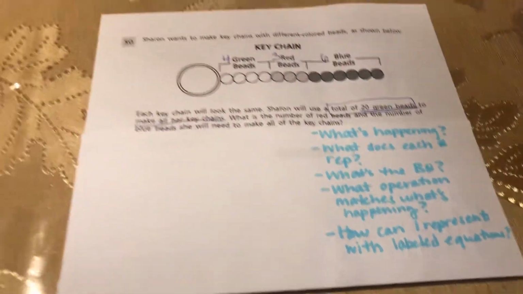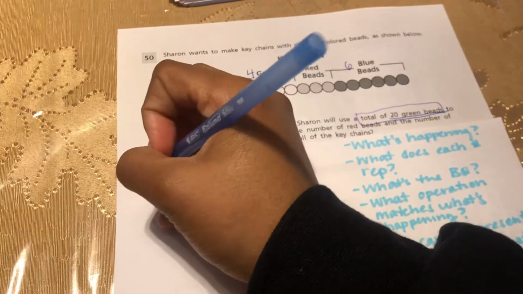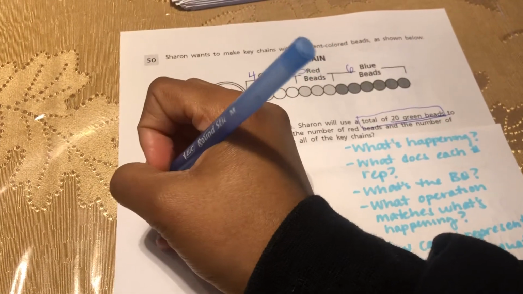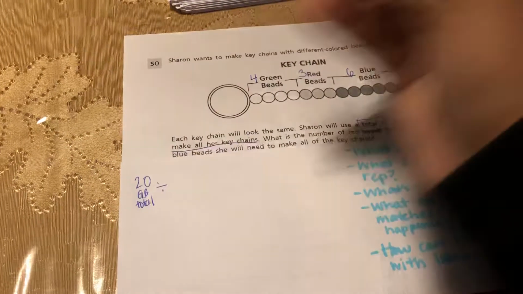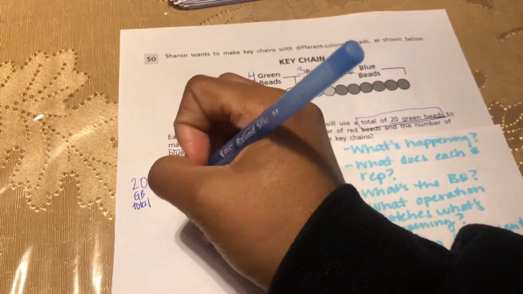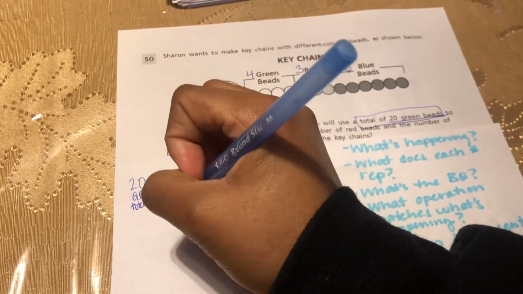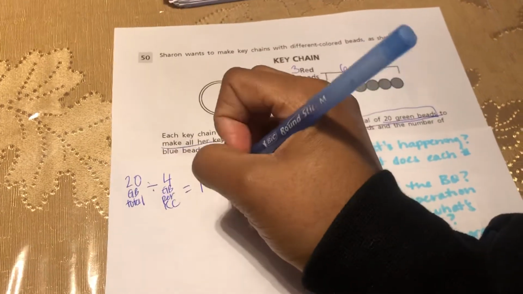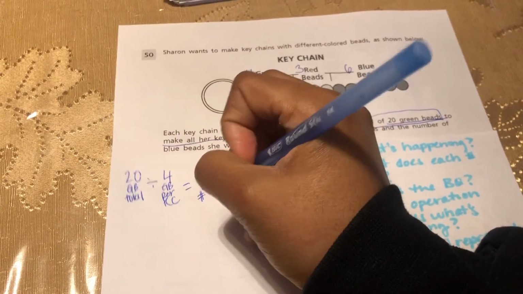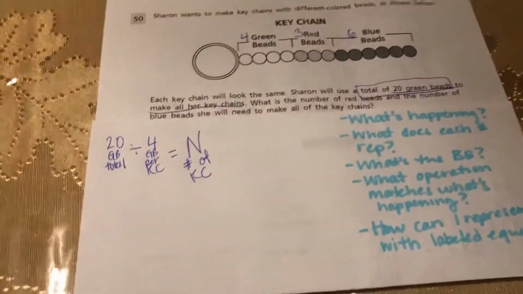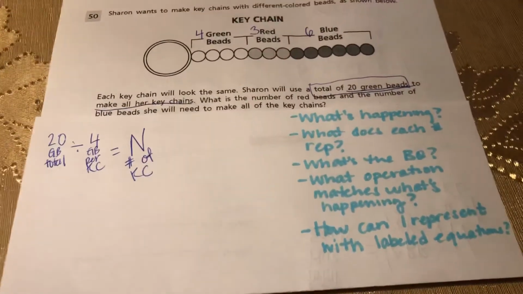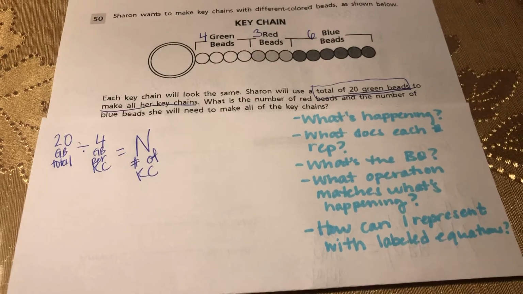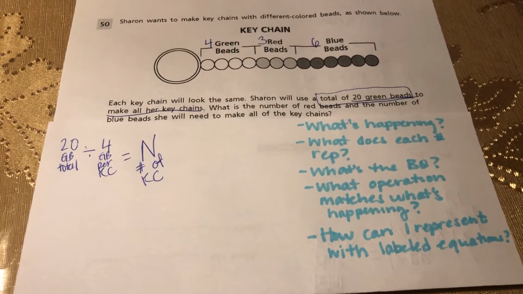So I can represent that with 20 green beads total divided by 4 green beads per keychain is going to equal n, which is the number of keychains. Okay. But that doesn't answer the big question. I need to know how many blue beads she has total and how many red beads she has to use.